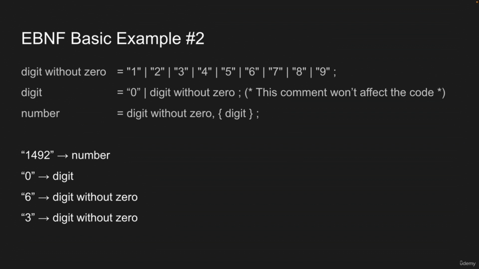And then number is digit without zero, then a comma, which means concatenate, and then the curly brackets here indicate that there can be as many digits as possible. It's repeated occurrences, basically. So here's an example: 1492. 1 is the digit without zero, and the repeated digits with the brackets are 492. The digits can repeat as much as they want in terms of characters. And then 6 is a digit without 0, and the 3 is a digit without 0.